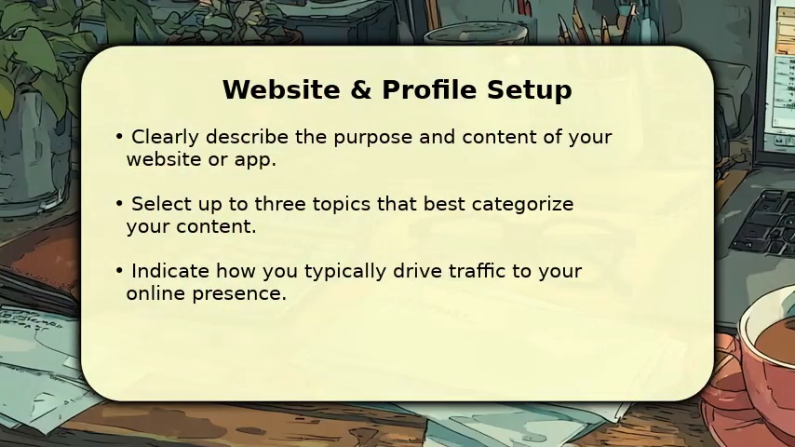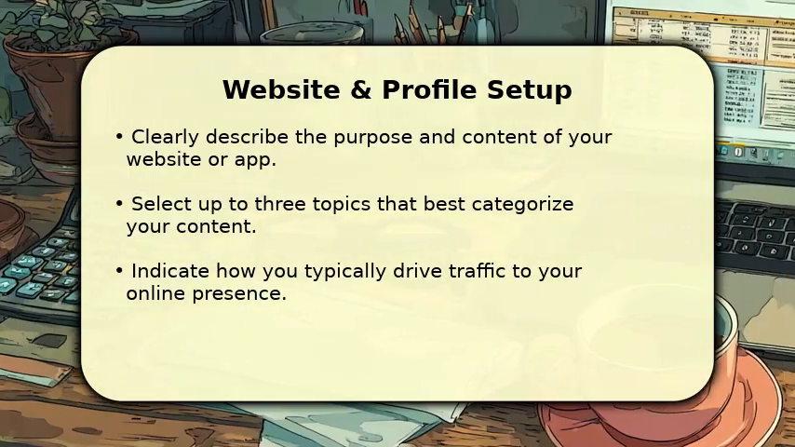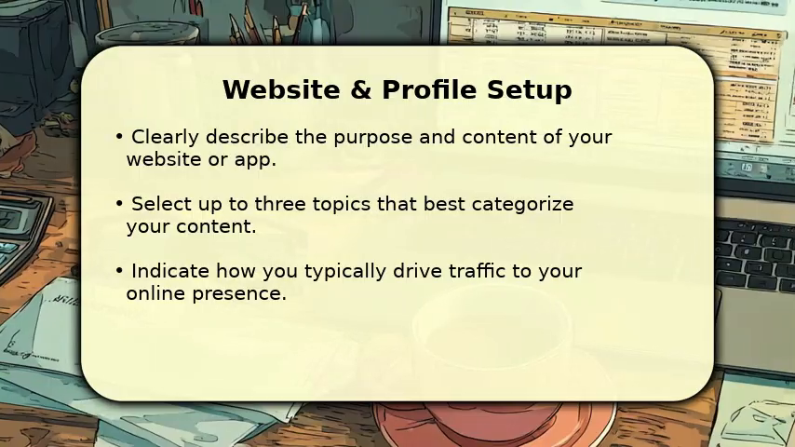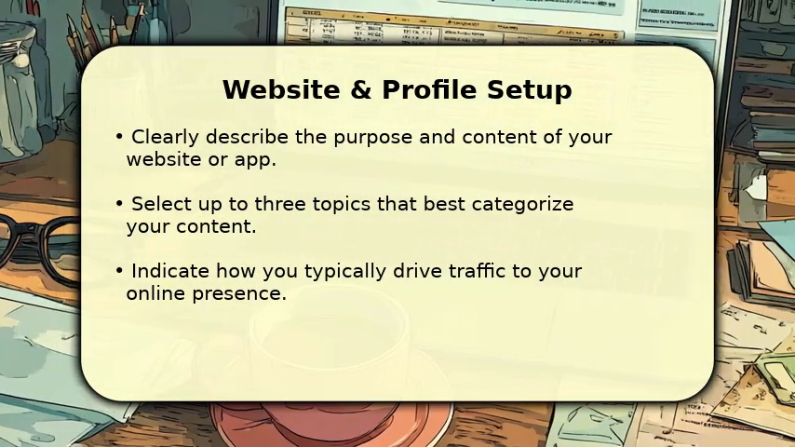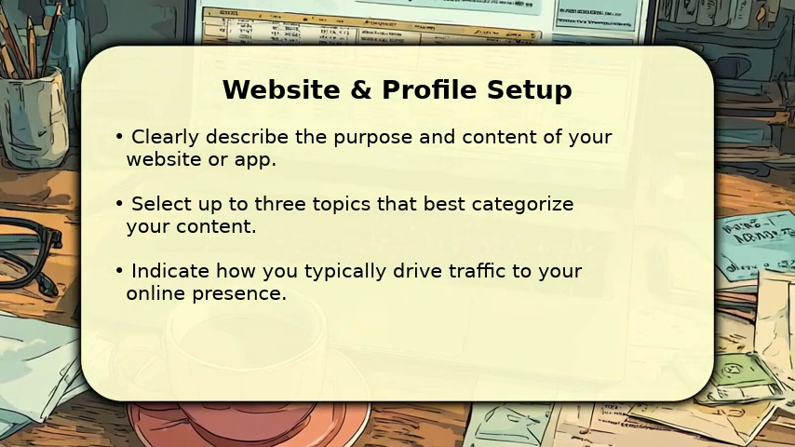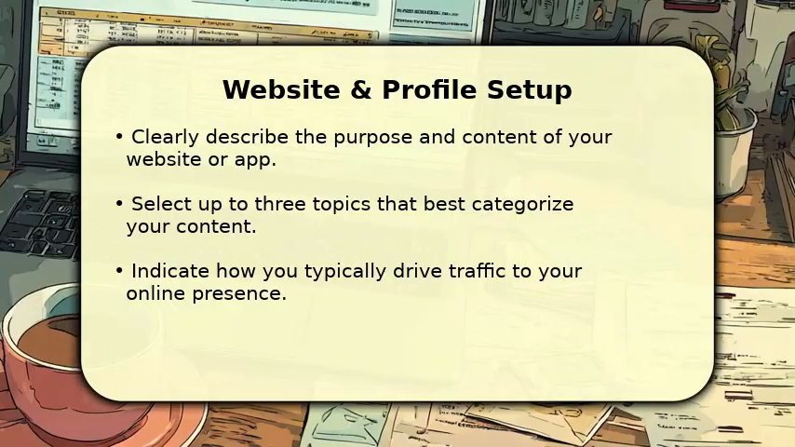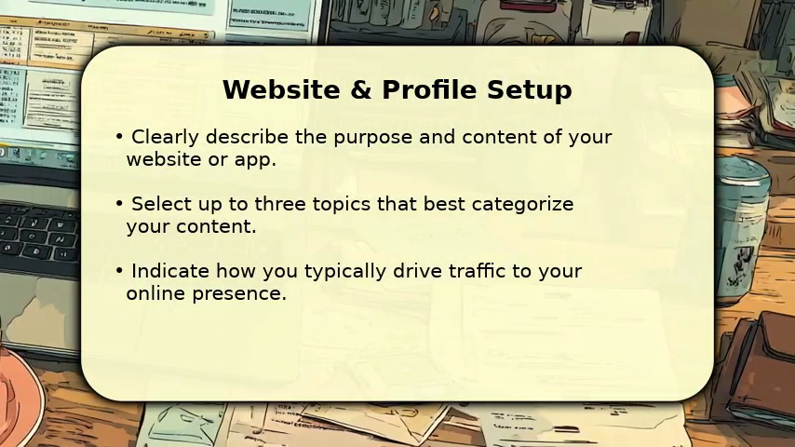This section focuses on your website and profile. Take a moment to clearly describe the purpose of your website or app, explaining what kind of content you offer. You can then select up to 3 topics that best categorize your content, helping Amazon understand your niche. Lastly, indicate how you currently drive traffic to your site, whether through SEO, social media, or other methods.